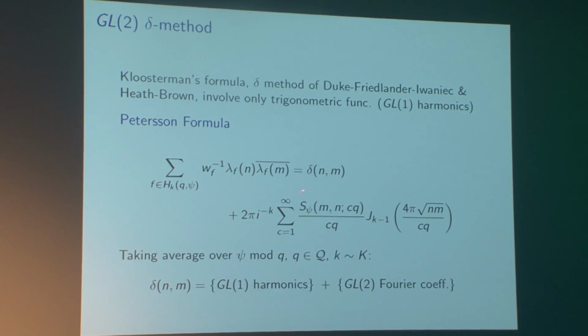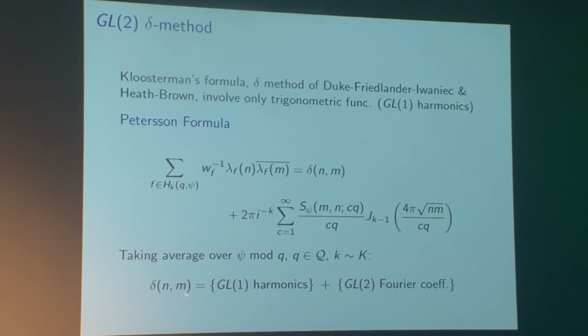So you need a different version of the circle method. So this is another version of the circle method. It starts from the Petersson formula. So we are summing here over Fourier coefficients over a Hecke basis of level q, nebentypus psi, weight k, and this is delta nm plus this off-diagonal term, which involves the Kloosterman sum and the Bessel function. And then we take an average over psi modulo q, q running over some set, okay, and k is of size capital K, say.